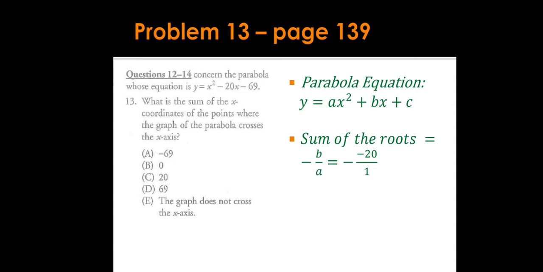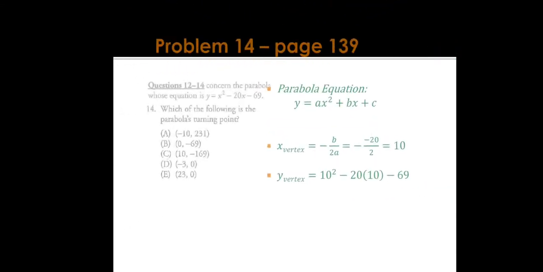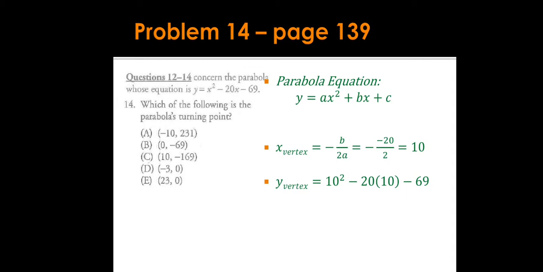sorry about that, the sum of the two roots is negative b over a, where the equation of the parabola is ax squared plus bx plus c. So it's negative the coefficient of x over the coefficient of x squared, which is negative negative 20 over 1, and the answer here is 20. Okay, so my answer here is 20 and it's C. That's an easy one.